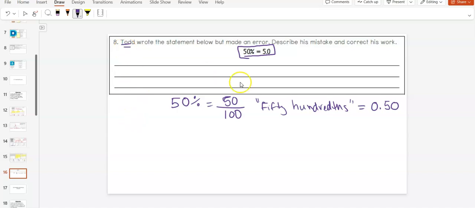Well, he didn't move his decimal over enough spaces. He only moved it over 1 space to the left. He needed to move the decimal 2 spaces to the left. And that is what Todd did wrong.